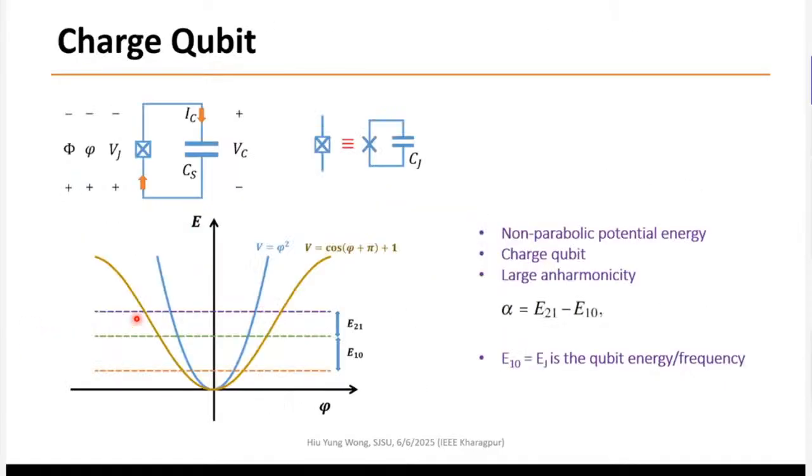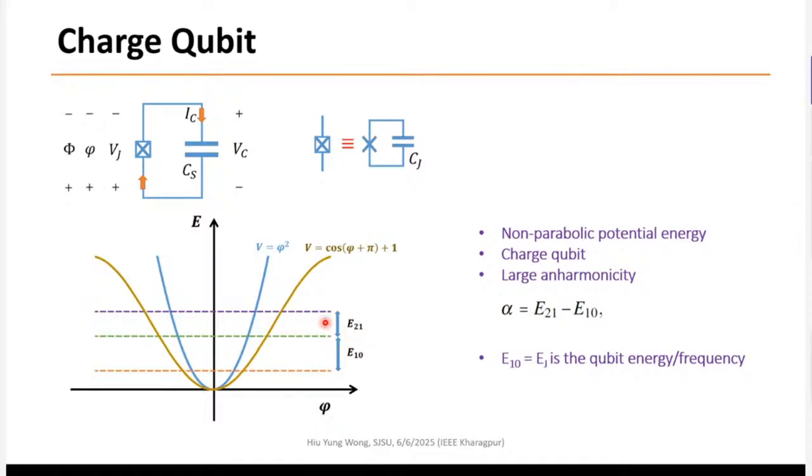And with this, then the separation or the quantization of the energy becomes different. Now the energy difference between the first two levels is different from the energy difference between the next two levels. So if I apply a microwave pulse of this frequency, you will bring the qubit to here. Apply another one, you will not bring it further, because this energy doesn't match the energy we apply.